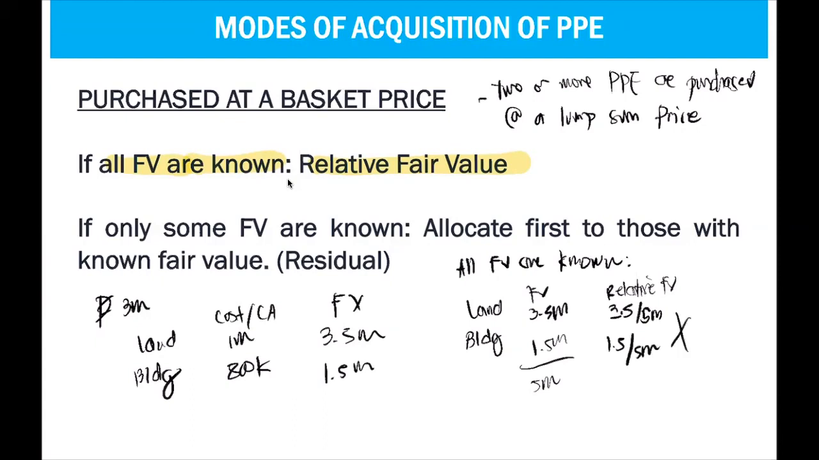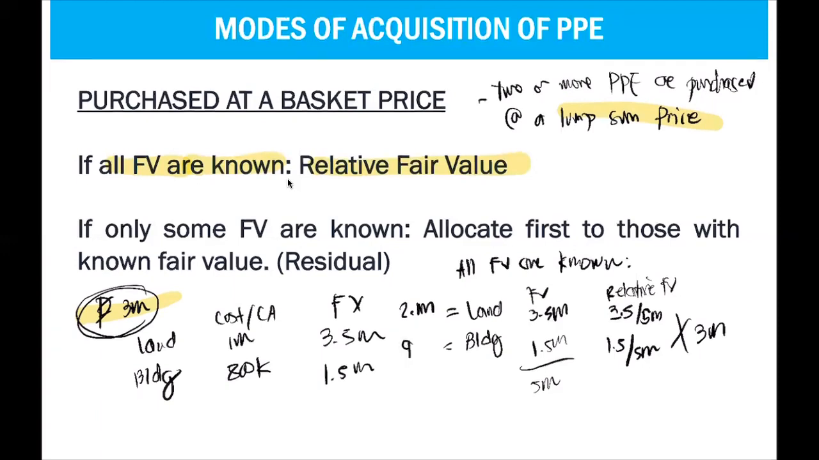And you multiply it to the basket price. The basket price is the lump sum price. Ayan, 3 million. Yan yung ating lump sum price. So times 3 million. So magkano allocated kay land? 3.5 divided by 5 million times 3 million will give us 2.1 million. Kay building, 1.5 divided by 5 times 3 million, we have here 900,000 pesos.